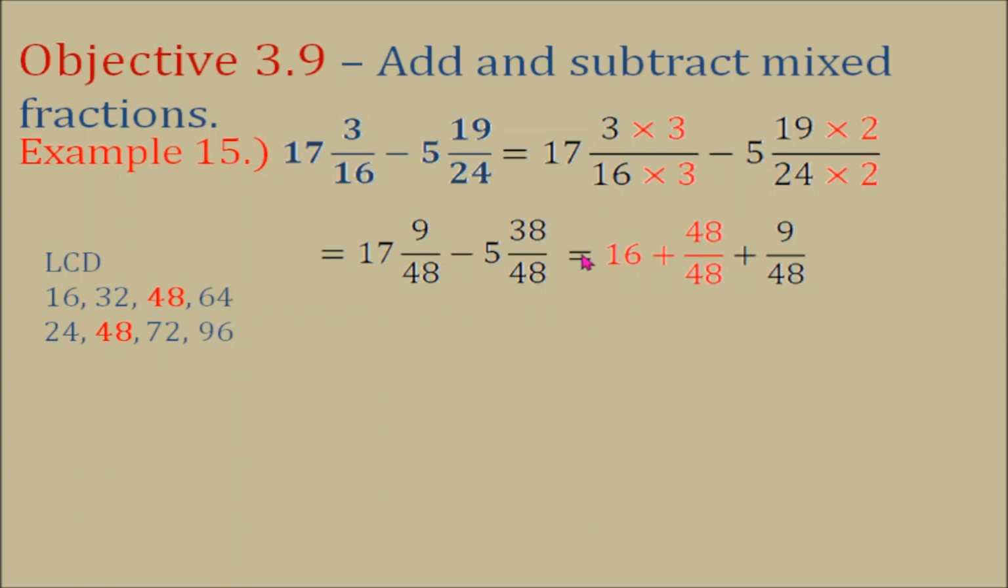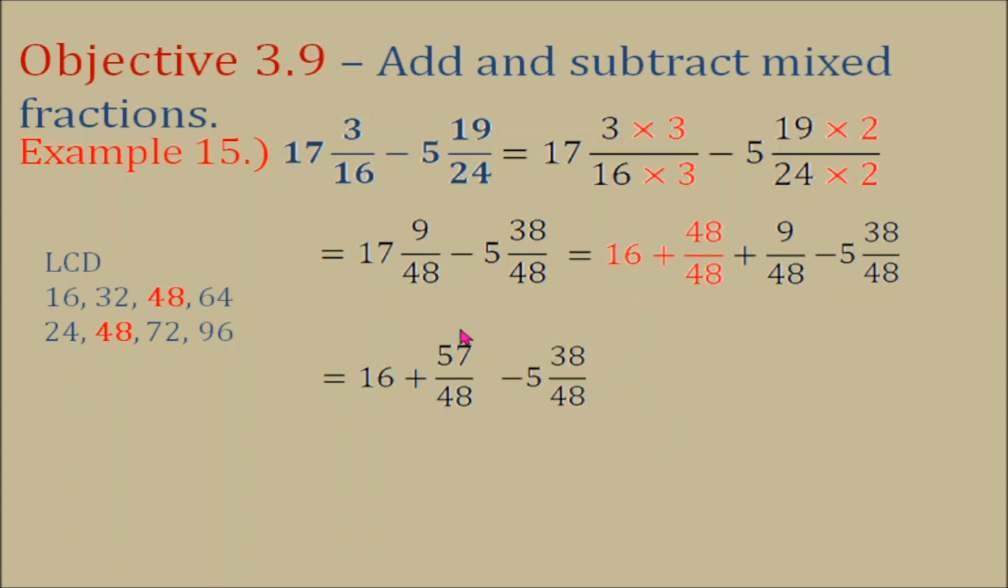Now this 17 becomes 16. So this 16 plus 48 over 48 plus 9 over 48 represents this part here. And then we will just copy this part here, minus 5 and 38 over 48. Now we can combine 48 over 48 plus 9 over 48, and that gives us 57 over 48. So we have here 16 plus 57 over 48, and then we will copy down minus 5 and 38 over 48.